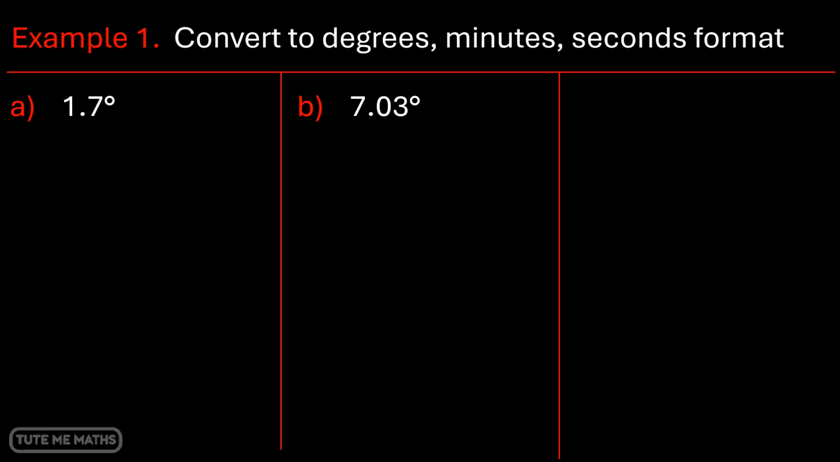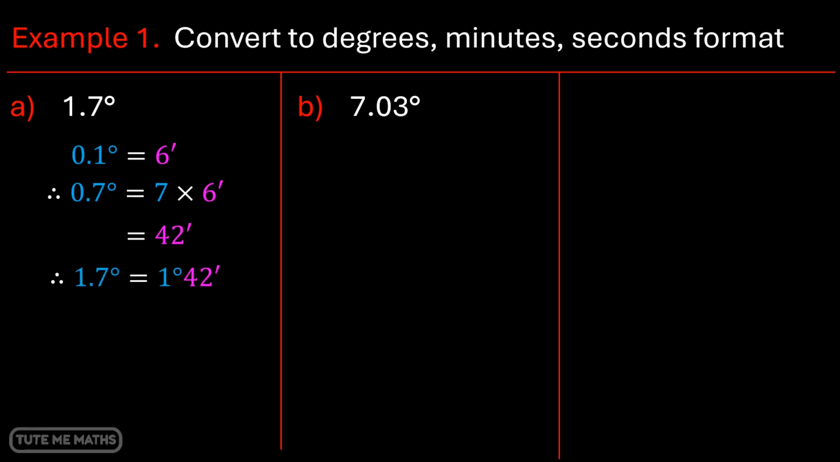In example 1, we are changing from decimal form into degrees and minutes and seconds if required. For part A, the 0.7 degrees must be 7 lots of 6 minutes, which is 42 minutes. So we have 1 degree, 42 minutes.